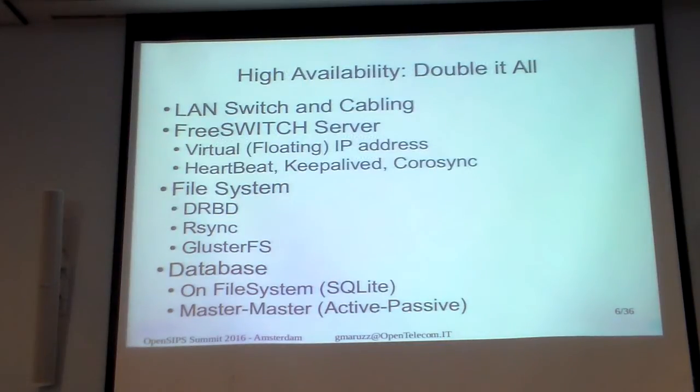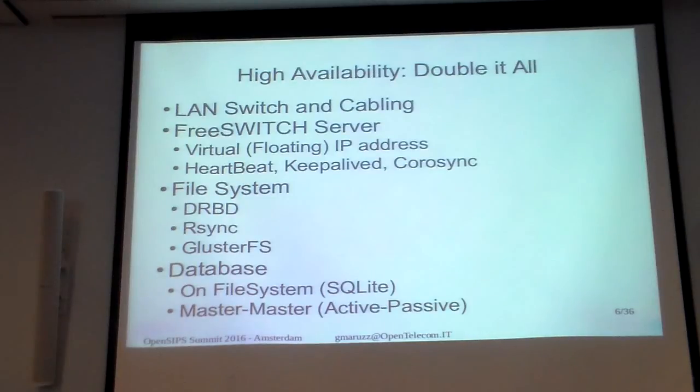What is the first step to achieve high availability? The normal first step that you take is: let's duplicate the machine and have some way to switch from one machine to another machine if the first machine goes down.